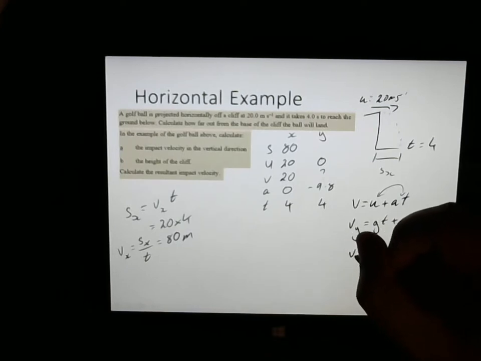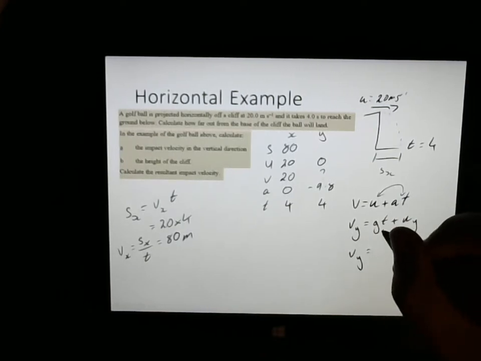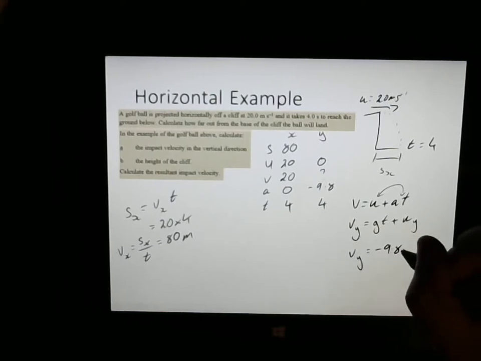Let's do our substitutions. Vy, we don't know, that's what we're trying to find. G is equal to negative 9.8. T is equal to 4.